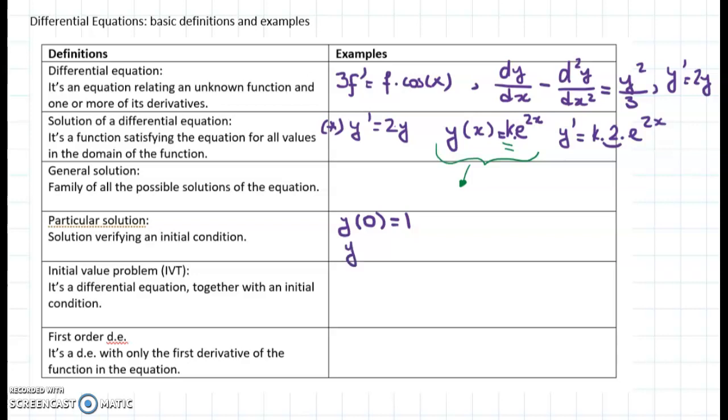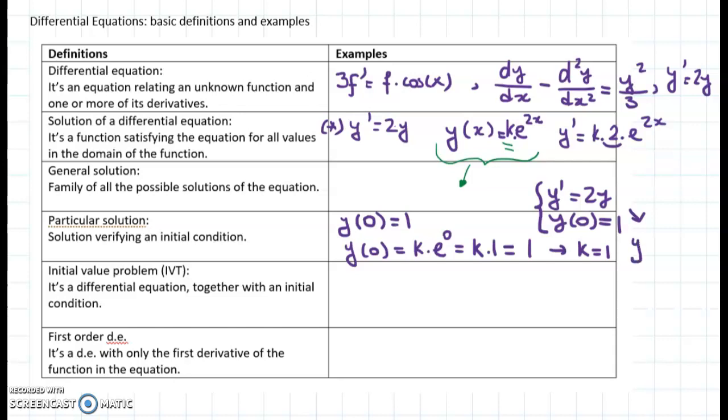So when we evaluate the function at 0, we are going to have k multiplying e to the power of 0, so k multiplying 1. So this has to be equal to 1. So we need the value of k to be 1. So that means if I write the differential equation and then I add the initial condition that the function at 0 takes the value 1, if I consider these two things together, then my solution is going to be that y of x has to be, k is 1, so e to the 2x.